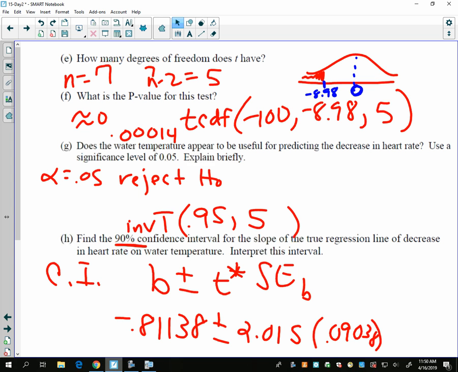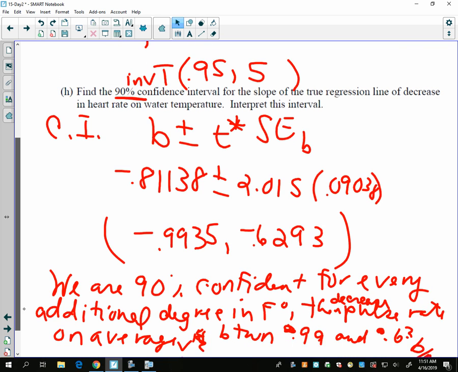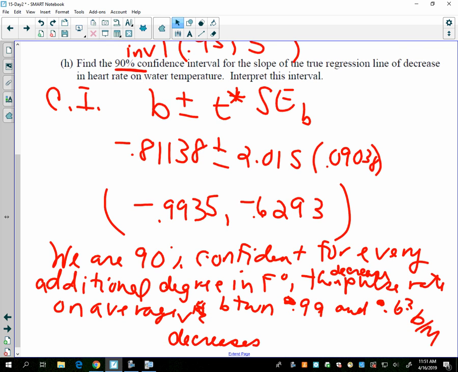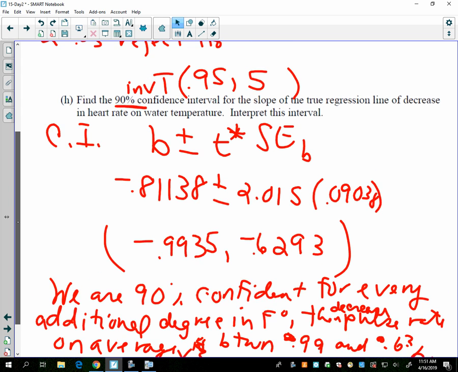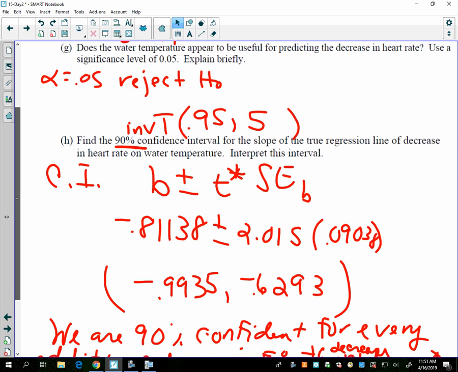Okay, so it says, does water temperature appear to be useful for predicting the decrease in heart rate? Use the significance level of 0.05. So if alpha is 0.05, there's my p-value. Would I reject the null? Yeah. Findings are statistically significant, and we would say that water temperature does appear to be useful for predicting the decrease in heart rate. I just wrote alpha is 0.05 and reject the null.